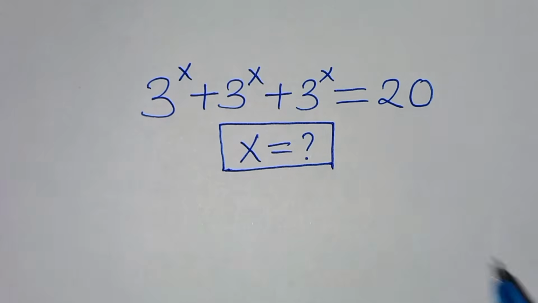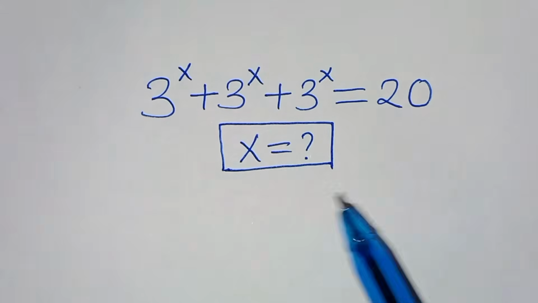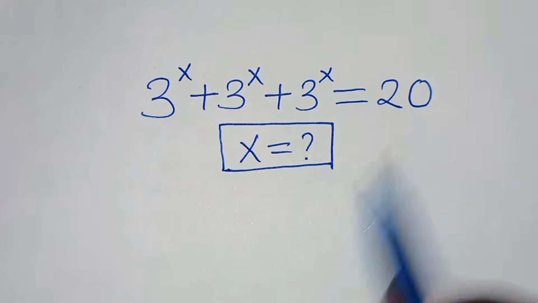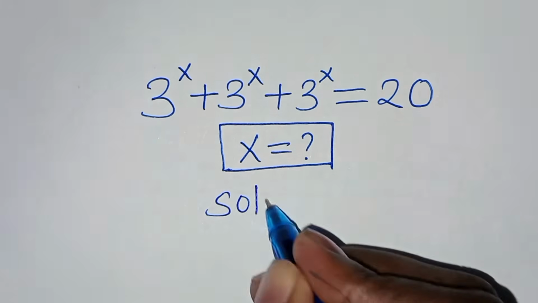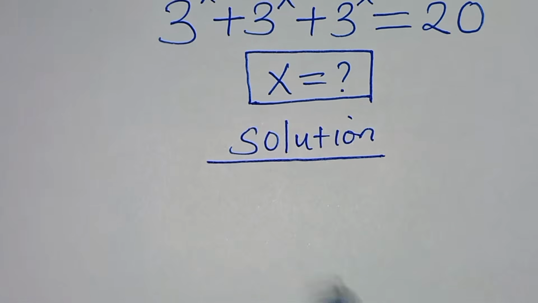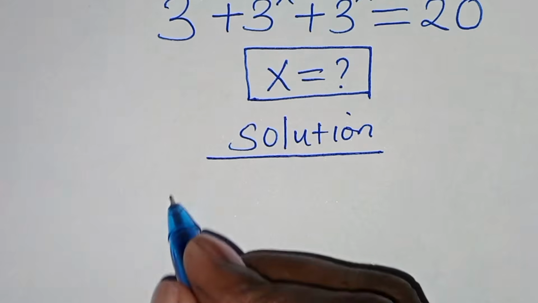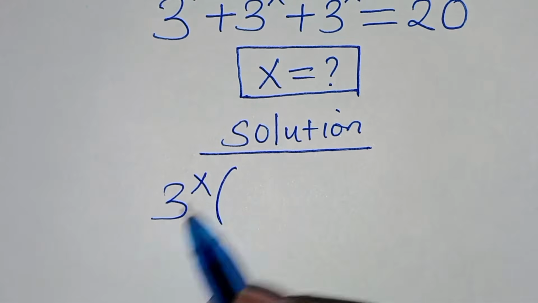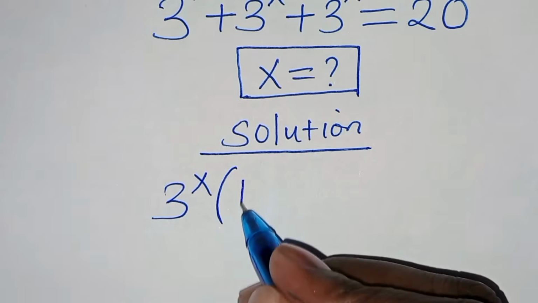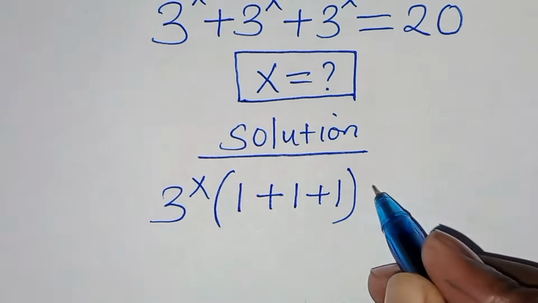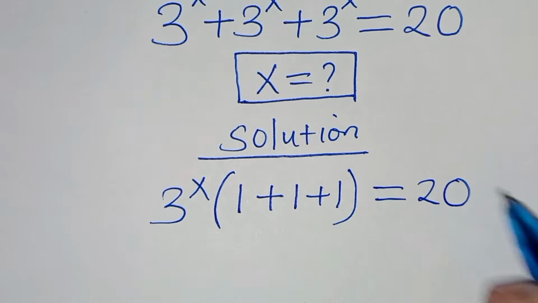You're welcome to solve this nice exponential equation, which is 3 to power x plus 3 to power x plus 3 to power x is equal to 20. So what is the value of x? Now, the solution is that 3 to power x here is common. So let's factor out 3 to power x so that in the parentheses we'll have 1 plus 1 plus 1. This is equal to 20.